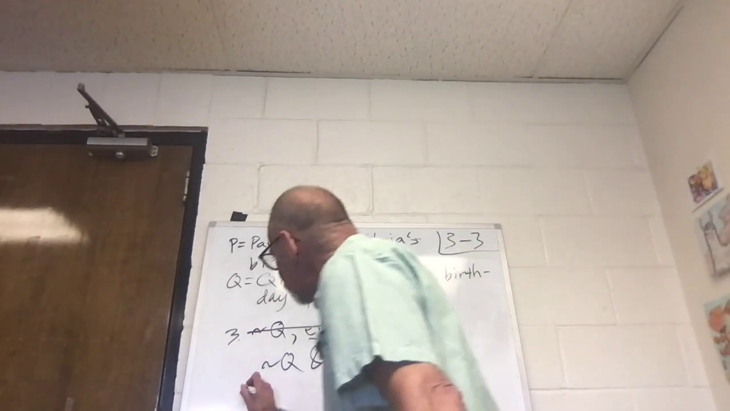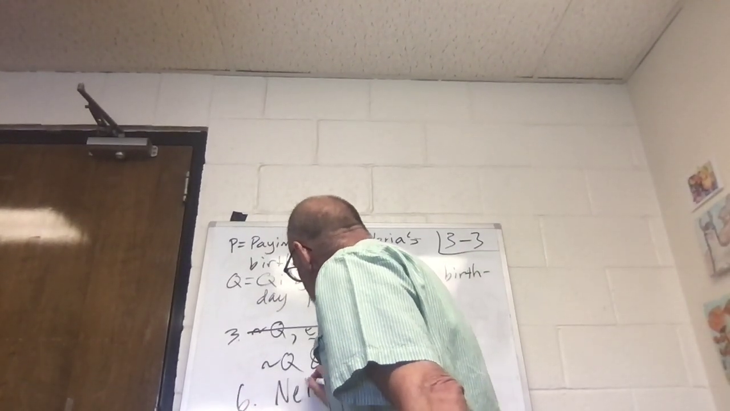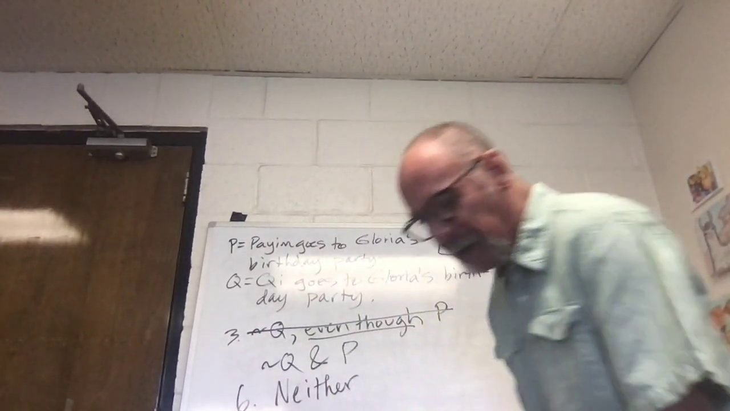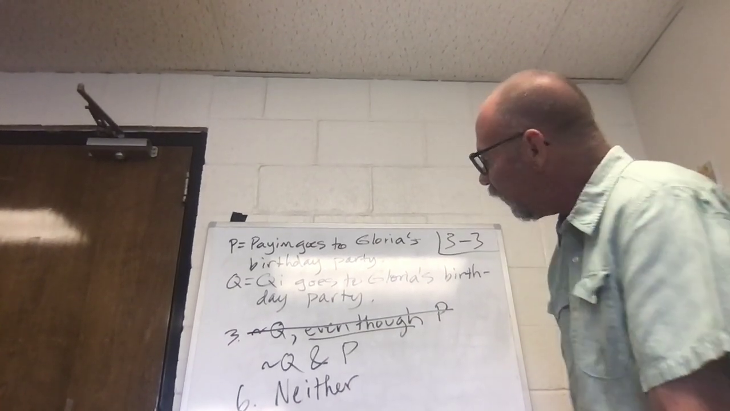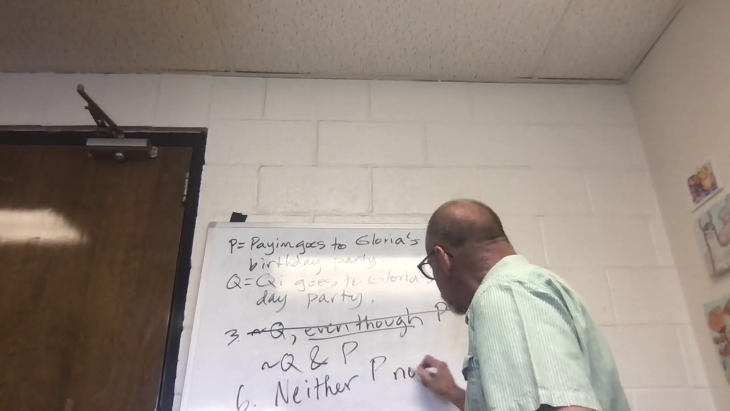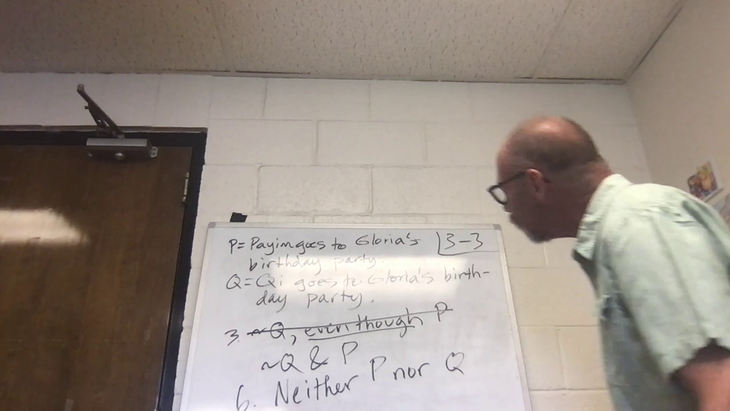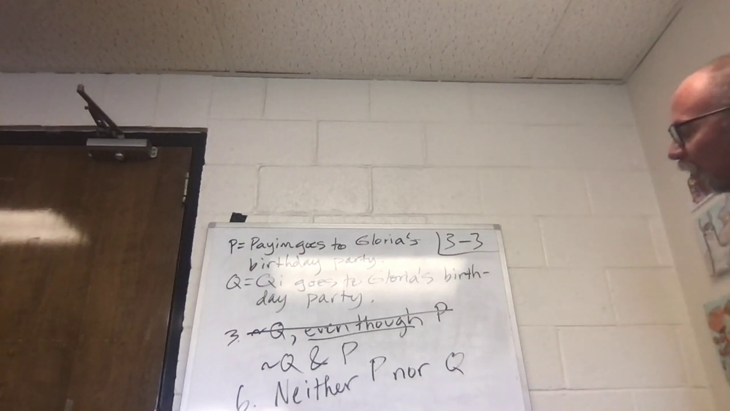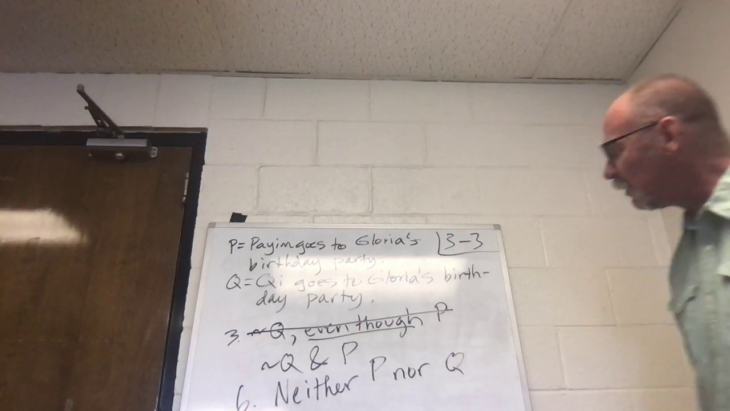All right, let's go down then to number 6, which is a neither-nor statement. Neither Piam nor Key is going to go to Gloria's birthday party. So just substituting the variables for the statements for which they stand, we get neither P nor Q.